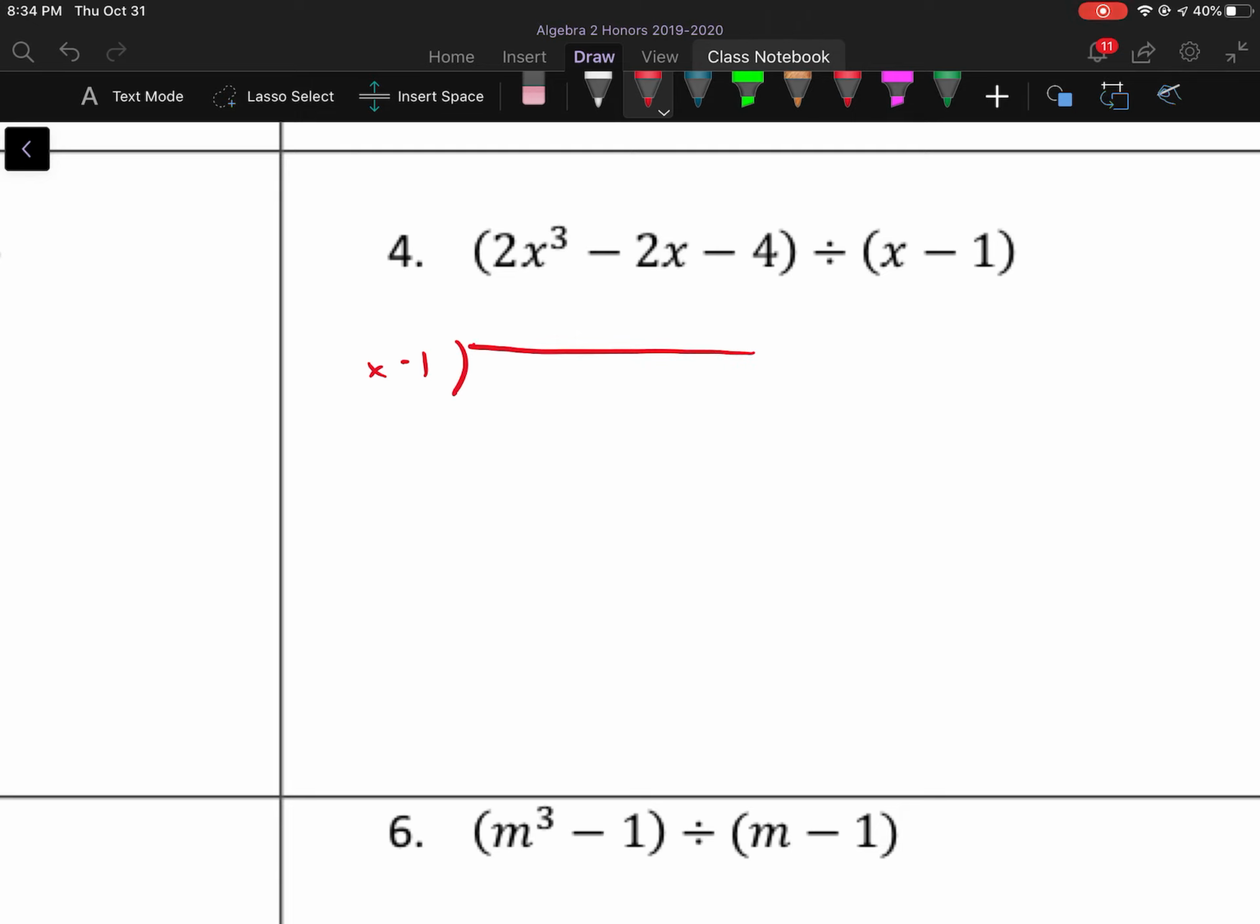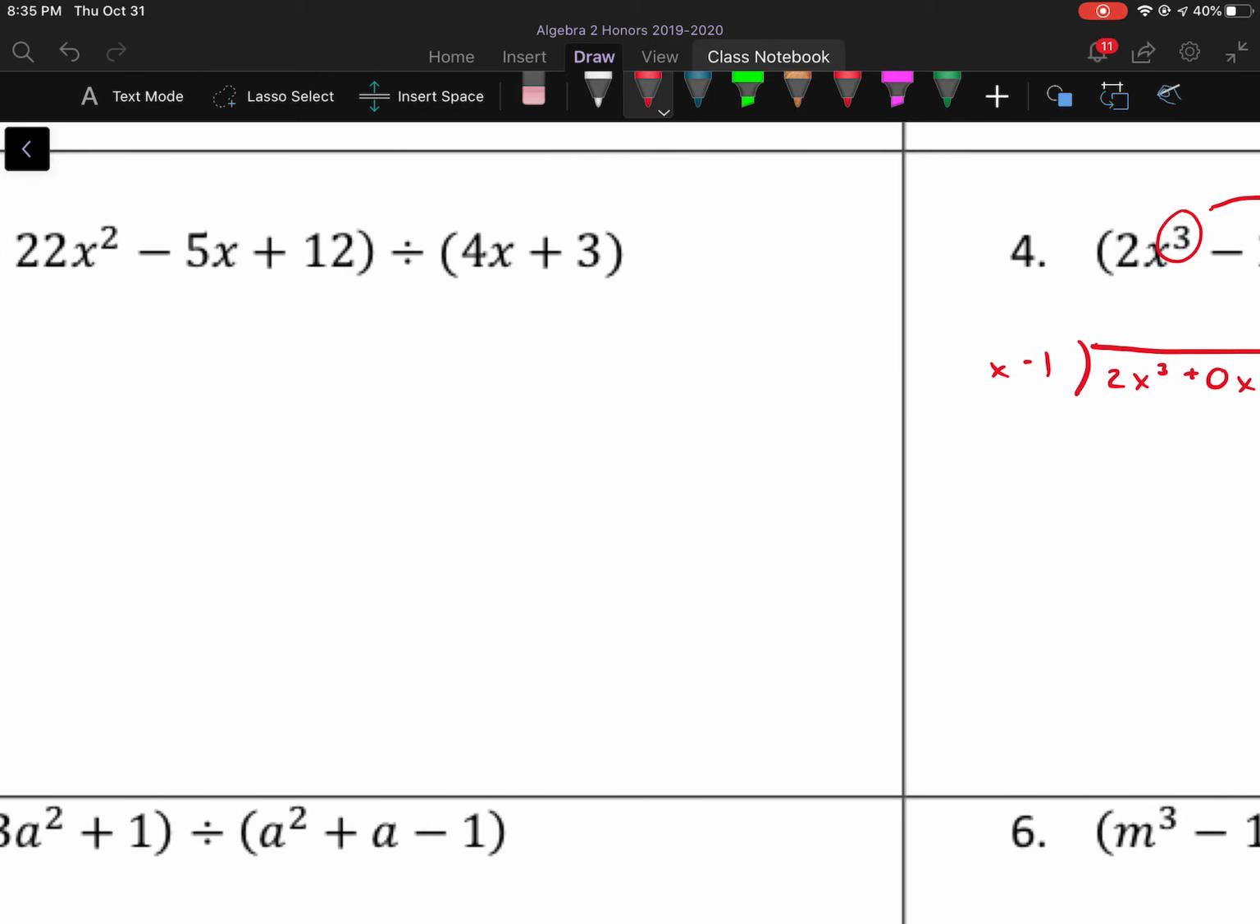When you write this out, what you need to make sure you do is 2x to the third. See how it skips from a third down to an x? It skips an x squared. We need to make sure we write 0x squared there. It's just a placeholder. You need to make sure you have it so when you multiply, your numbers stay lined up. And then minus 2x and then minus 4.